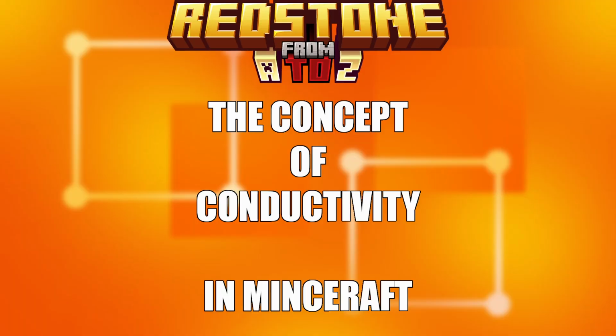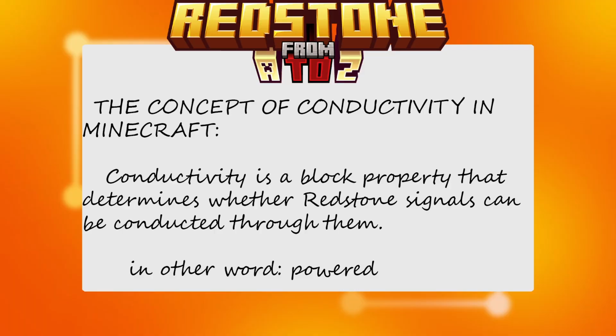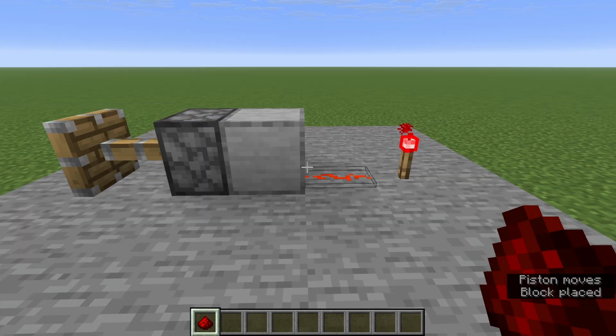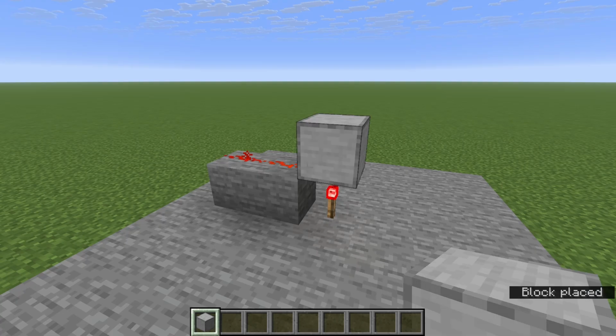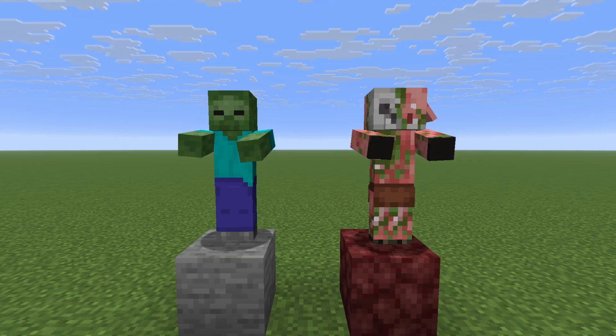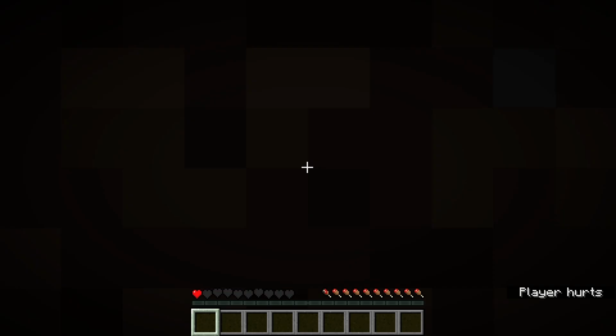The concept of conductivity in Minecraft. Conductivity is a block property that determines whether redstone signals can be conducted through them, in other words, powered. When conductive blocks receive a redstone signal, they are able to activate redstone mechanism components and may be able to power adjacent redstone dust. Conductive and non-conductive blocks also have properties not related to redstone, for example mob spawning and suffocation.